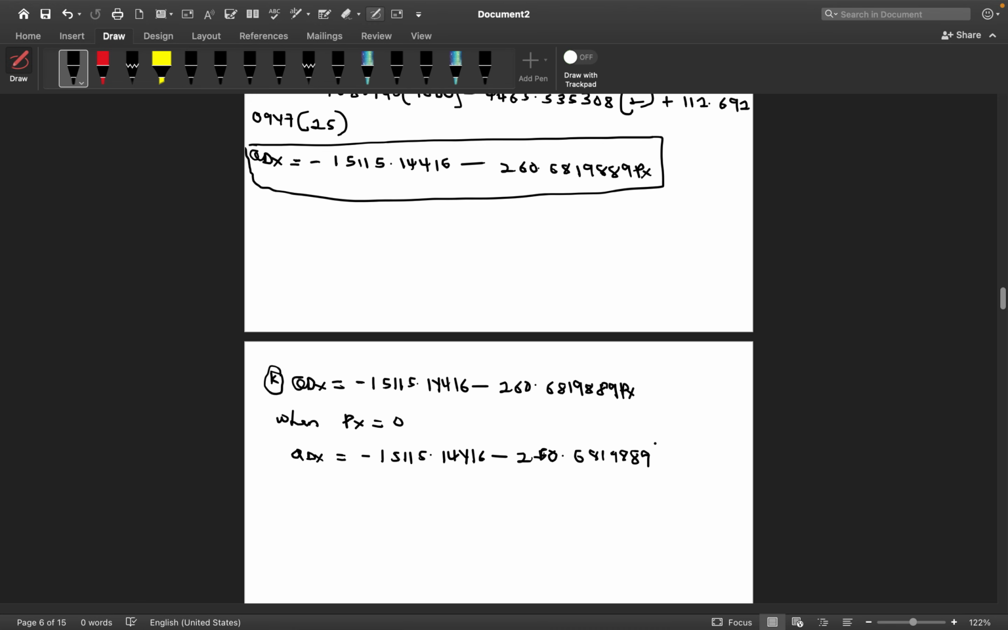260.68198889. Then PX, we are saying we are doing it what? 0. So it means QDX is going to be minus 1,511.5.14416. So this is the quantity.